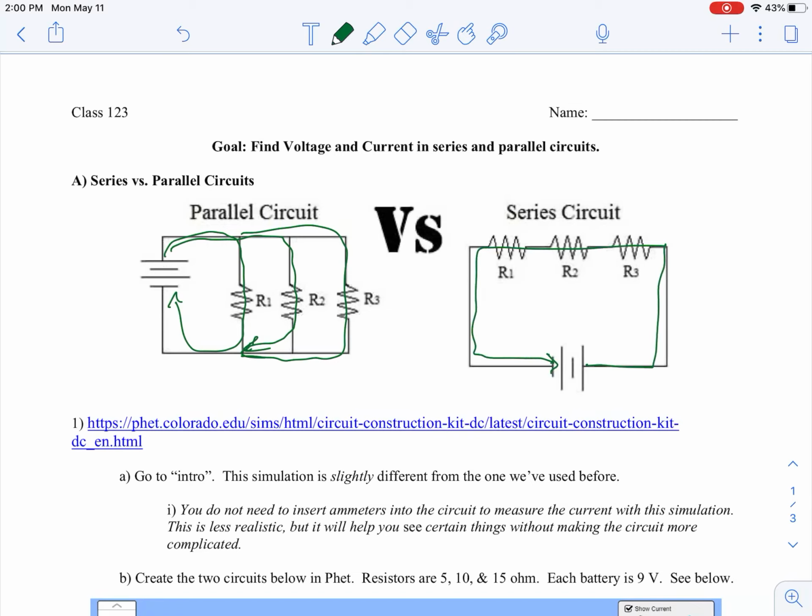Series circuit, not so much. Series circuit, just one loop. Okay? There you have it. Just one way for the current to go, no options.